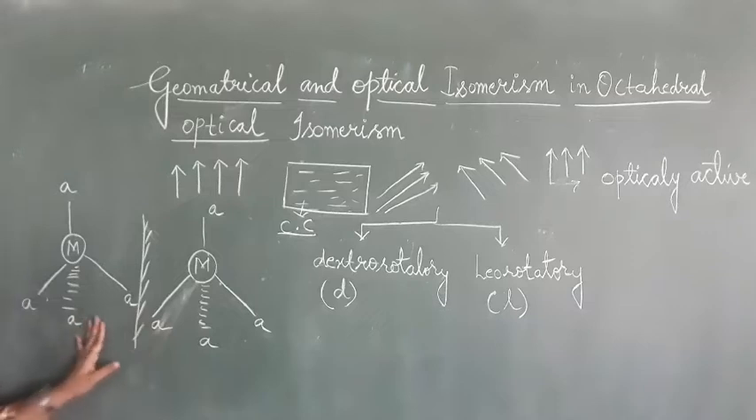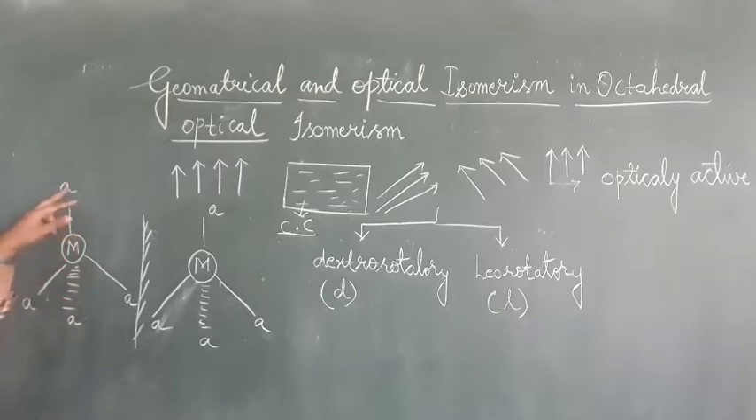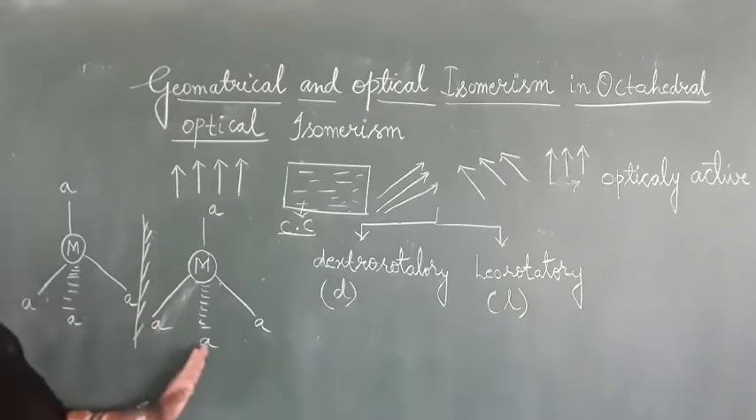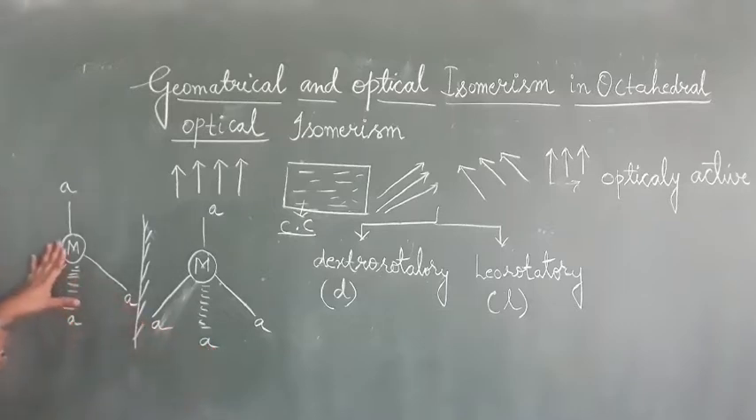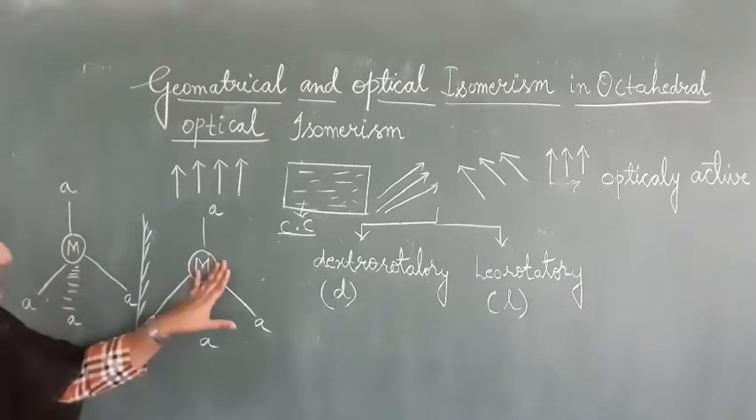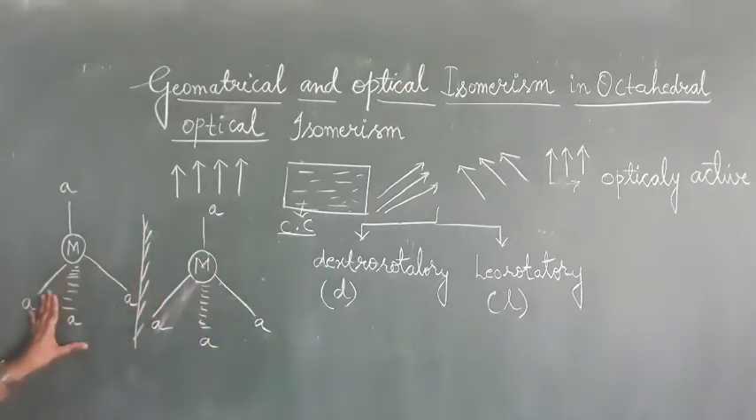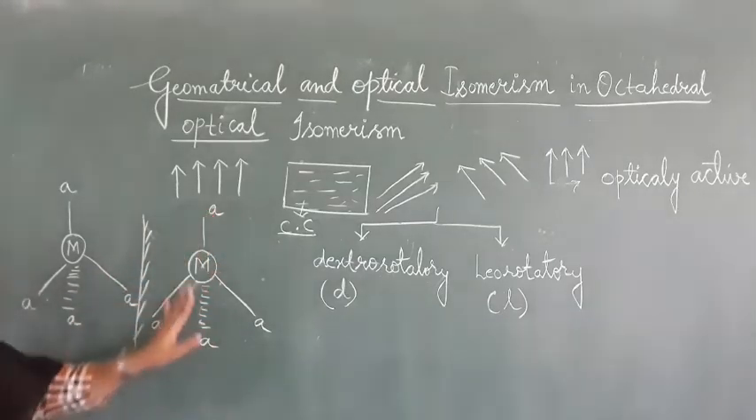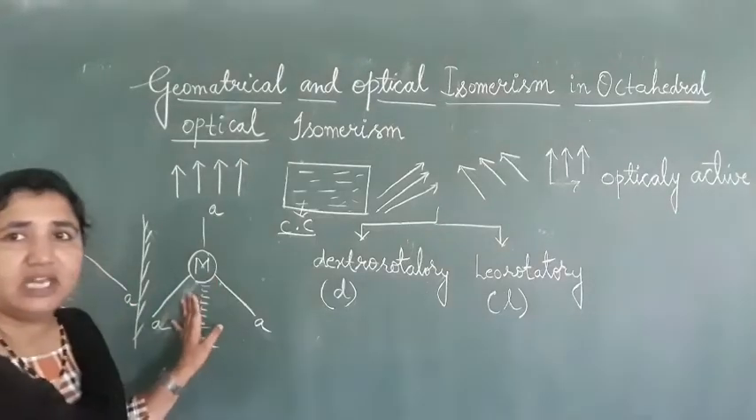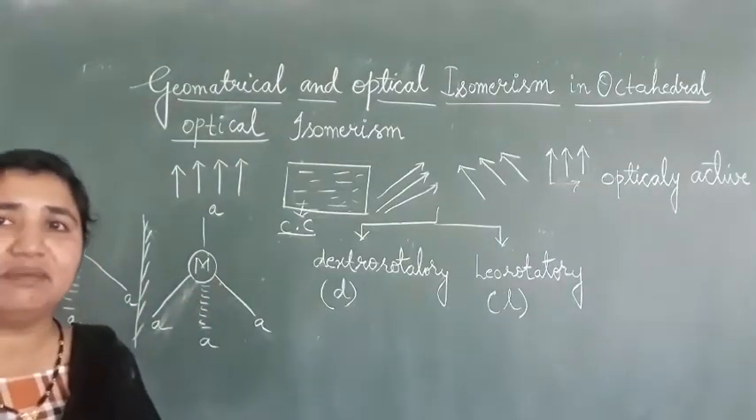See here, if you take a tetrahedral molecule, and in this tetrahedral if you take the same type of ligand, A type here, and take its mirror image, these are superimposable mirror images. That means if we keep one on the other, this structure will be wholly covered by this one, because A is here and A is there. So this structure is totally covered by this one. That is called superimposable mirror images.